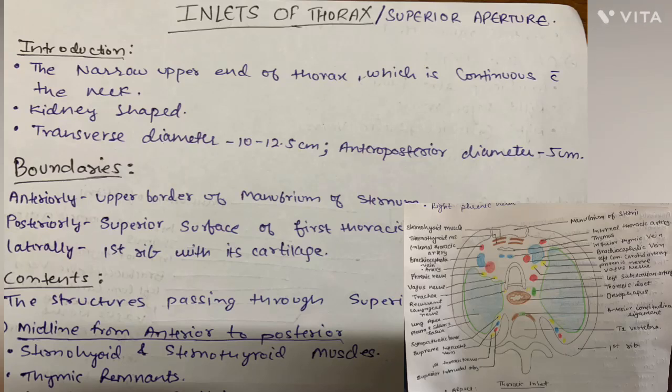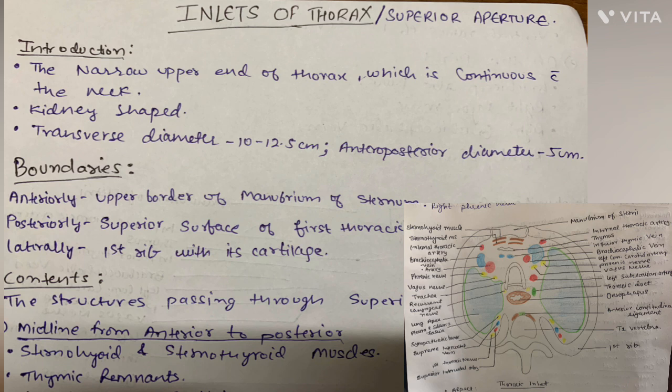Inlet of thorax, also known as superior thoracic aperture. So basically, in introduction, the upper narrow end of the thorax, which is continuous with the neck, is called the inlet of thorax. It is kidney shaped. Its transverse diameter is 10 to 12.5 centimeters. Its anteroposterior diameter is 5 centimeters.